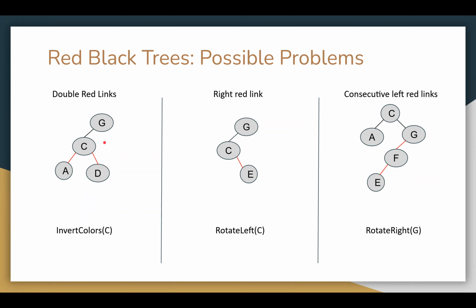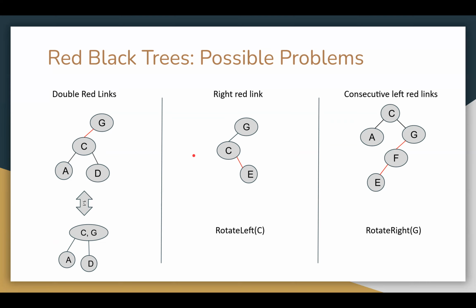This is a tricky part. Remember that you need to invert the colors of both the children as well as the link connecting our node to its parent. So here, C to A and D becomes black, and C to G becomes red. And now the new correspondence is like this. And this is a perfectly valid 2-3 tree. So we've solved that problem.